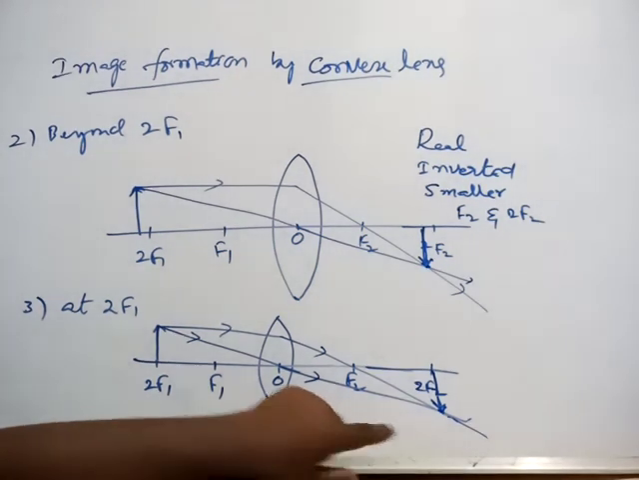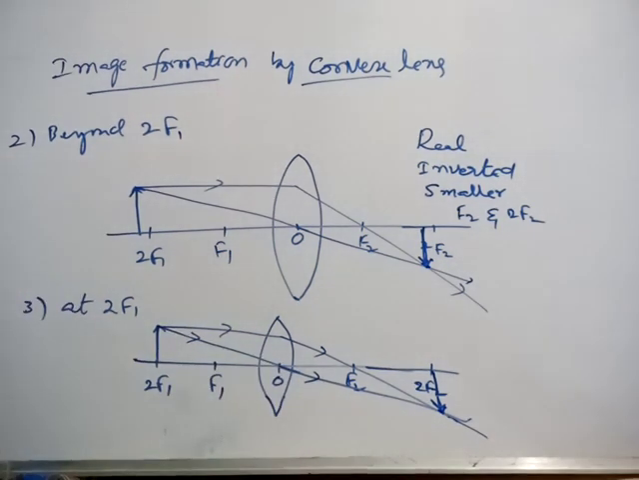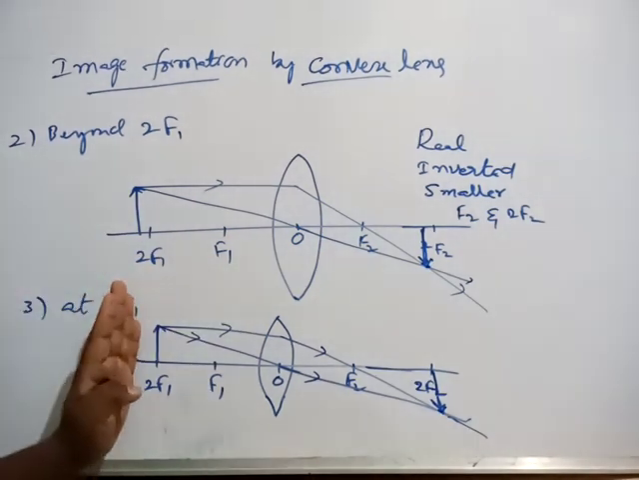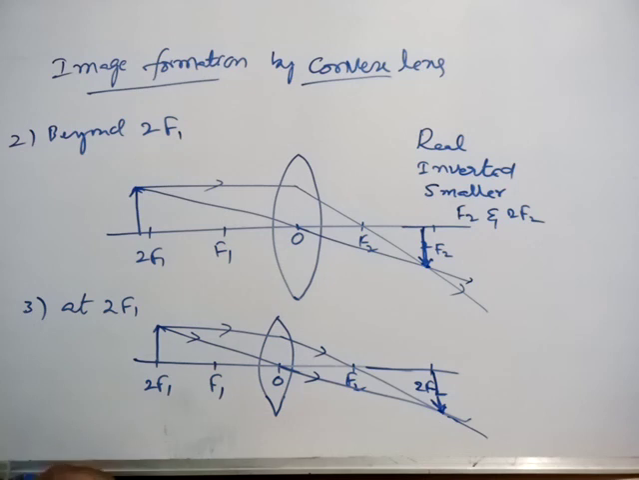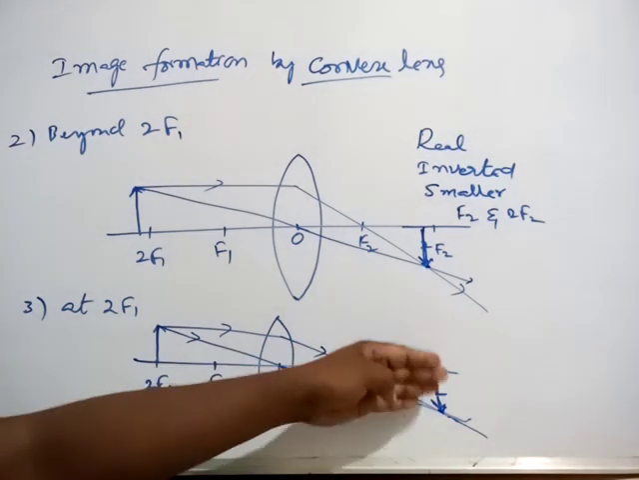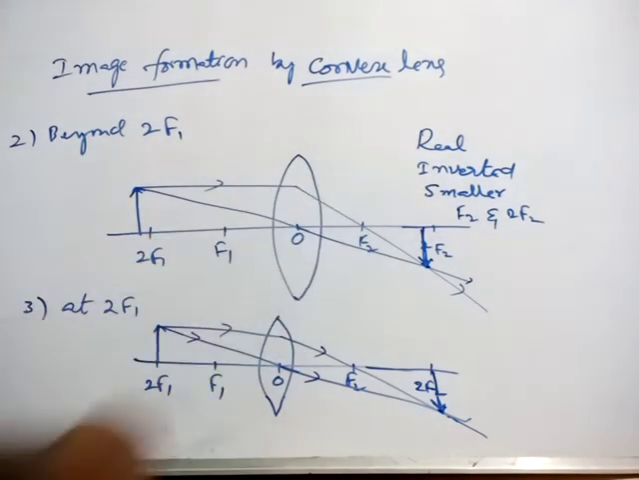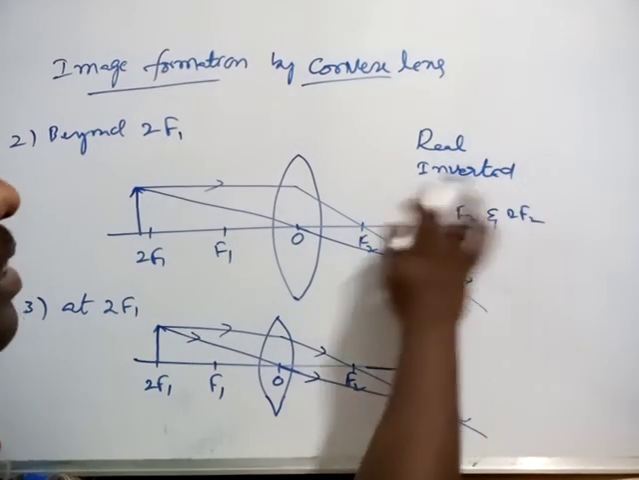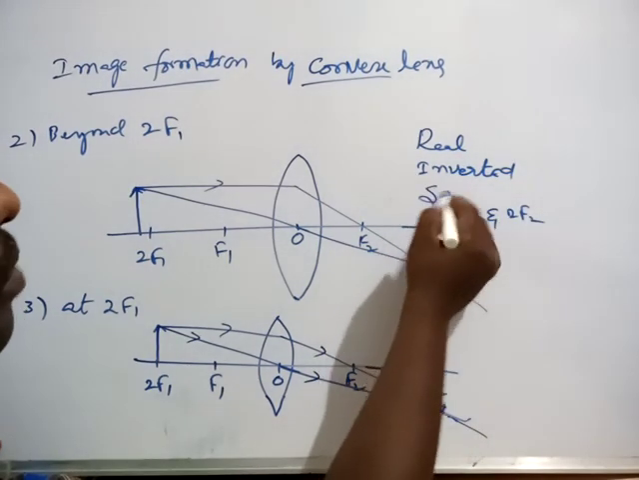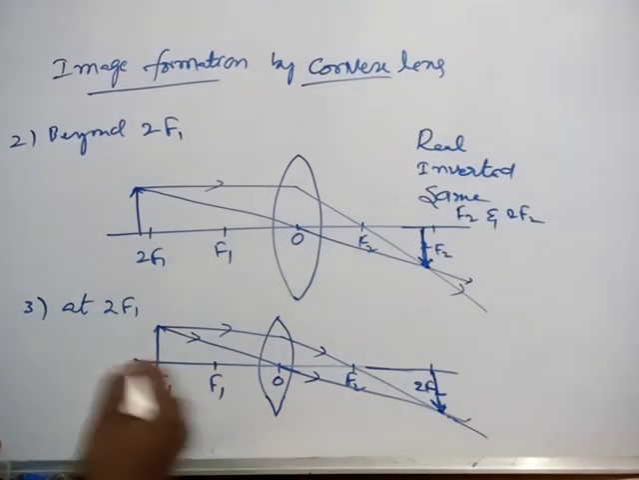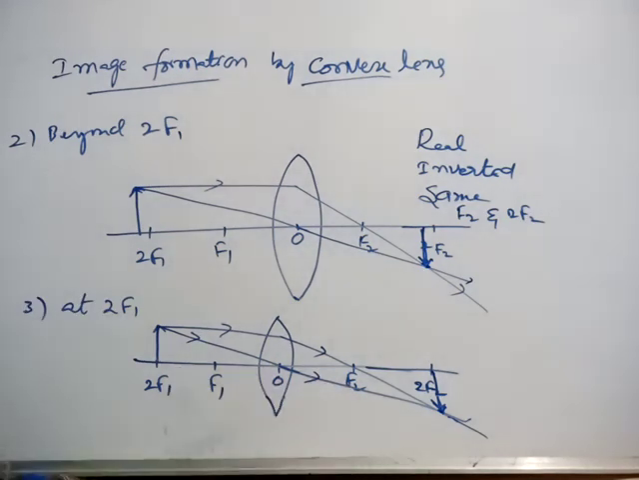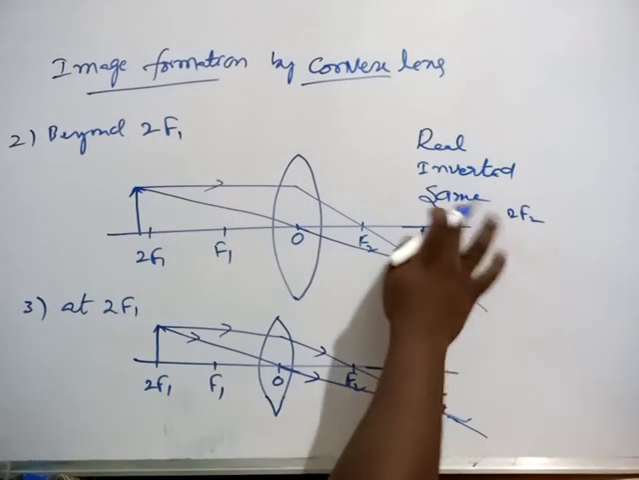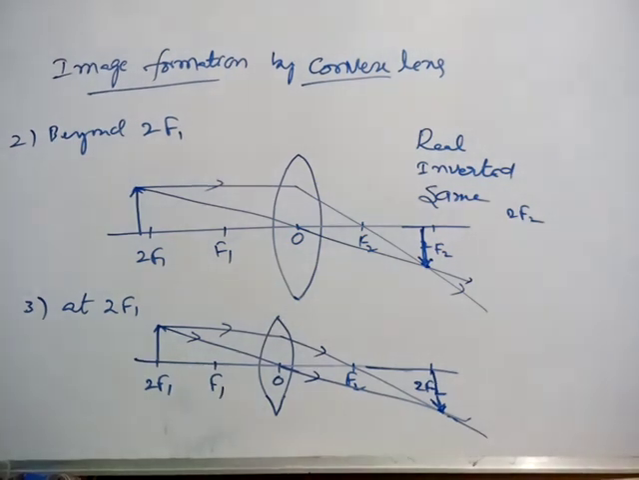It is similar to the case of a concave mirror, because if you place the object at the center, again the image will be formed at the center only. See here, again it is formed below the principal axis. So real, inverted. Here what? Same size. The image will be the same size as the object, and formed at 2F2. Okay, and like this only we can shift the object towards the lens.